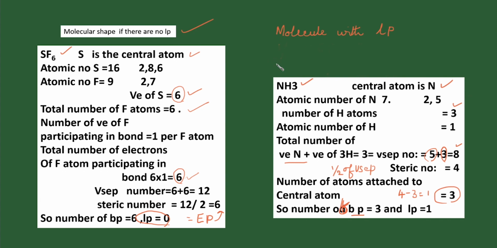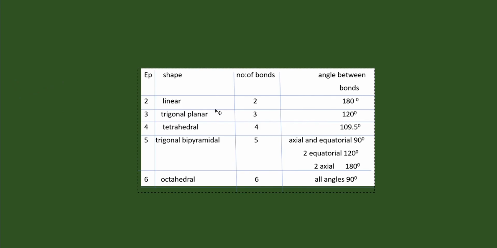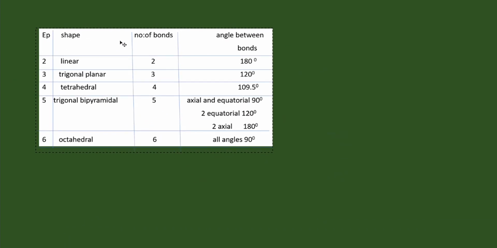Now let us proceed to understand how molecular shape or geometry is determined or predicted based on number of lone pairs and number of bond pairs. Now let us see how the electron pair number, that is steric number, is related to shape. First we will consider molecules wherein the central atom does not have lone pair. That is molecules which have only bond pairs of electrons.